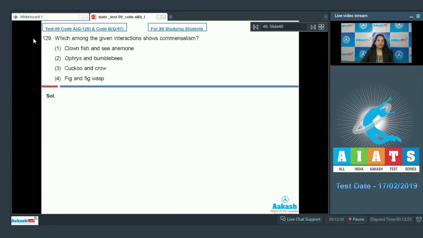Question number 129. Which among the given interactions shows commensalism? First option, clownfish and sea anemone. Second, of rice and bumblebees. Third, cuckoo and crow. Fourth, fig and fig wasp. Of rice and bumblebees, fig and fig wasp, they show mutualism.